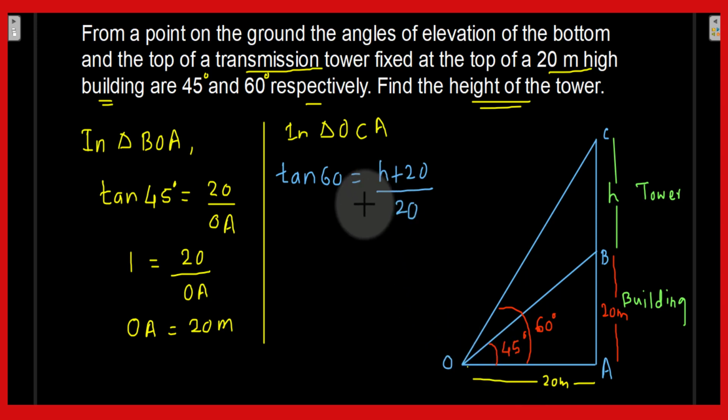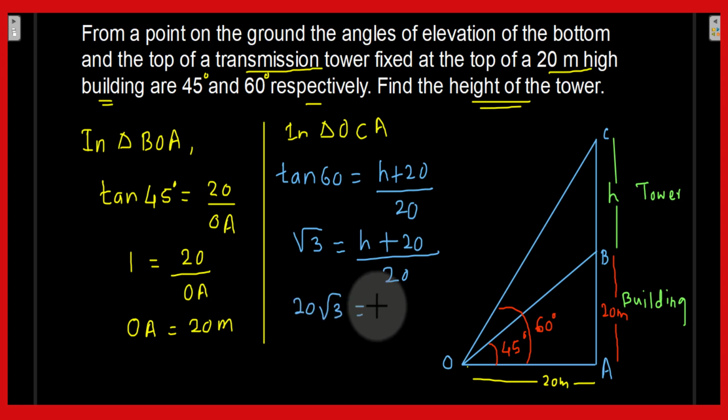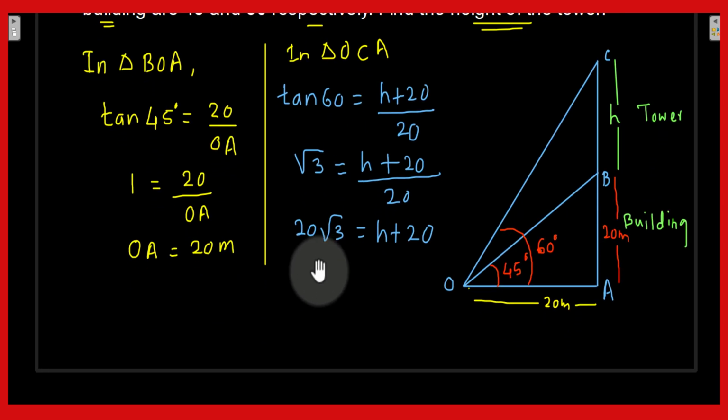Now here the value of tan 60 is root 3. So root 3 is equal to H plus 20 upon 20. Now cross multiply, this will be 20 root 3, which is equal to H plus 20. Now take 20 to this side, this is plus 20, it will become minus 20. And so H is equal to 20 root 3 minus 20.